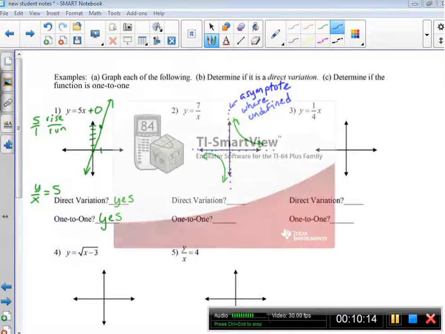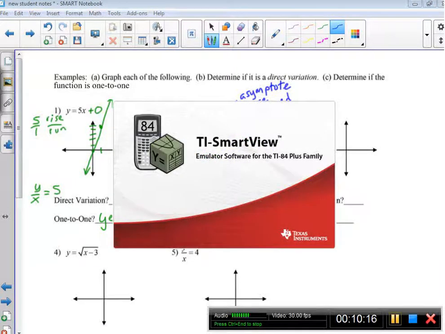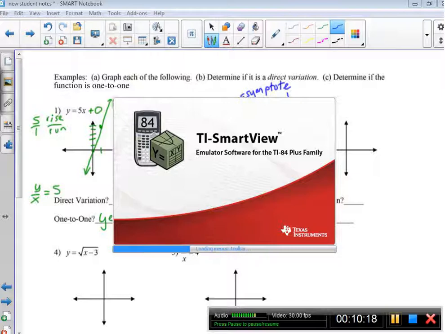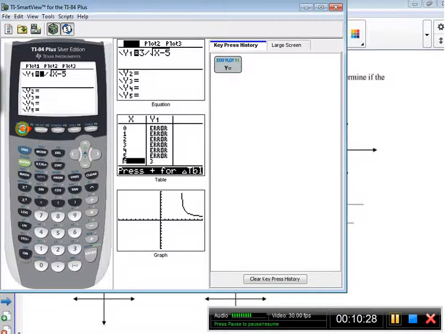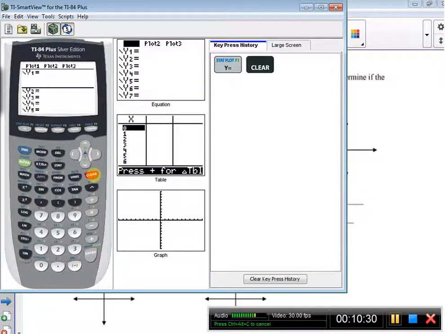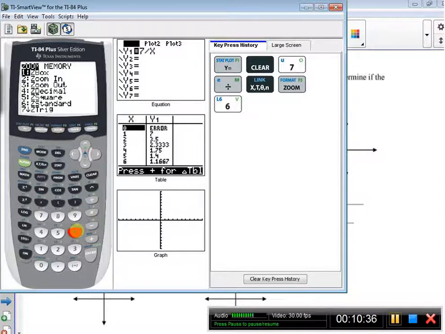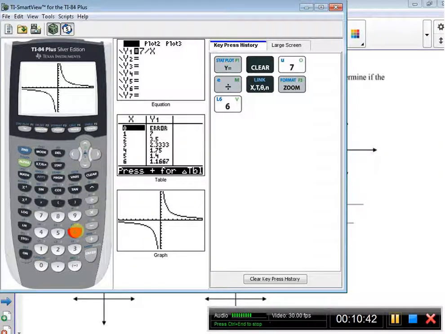Okay, so just to verify that real quickly, y equals 7 over x, waiting. Thank you for your patience. All right. Y equals 7 over x. I always go to zoom 6. You can see what I was talking about. Okay, and it's got an error in the table.